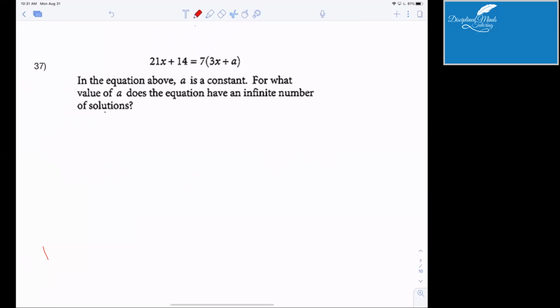So if I'm looking strictly at the left side, it's just 21x plus 14. Now, what do you think I should do with the 7, Max? Distribute. And so what do I get? 21x plus 7a. That's what we're dealing with. 21x plus 7a. Now my question to you, Max, is what does A have to be in order for that to be all real numbers?